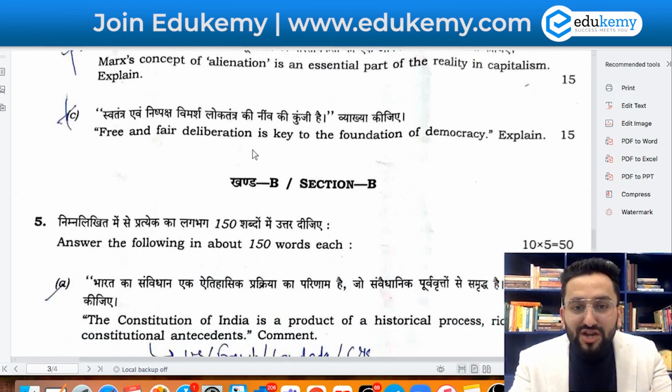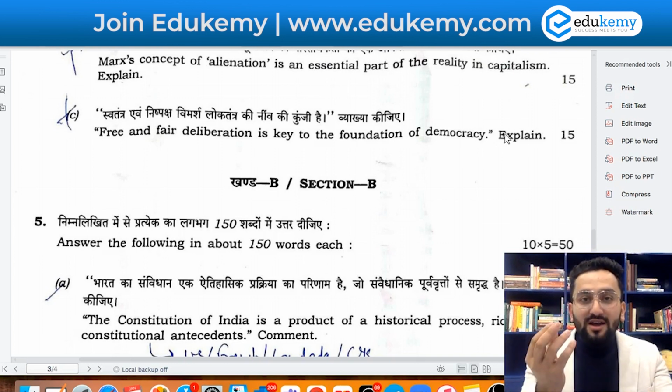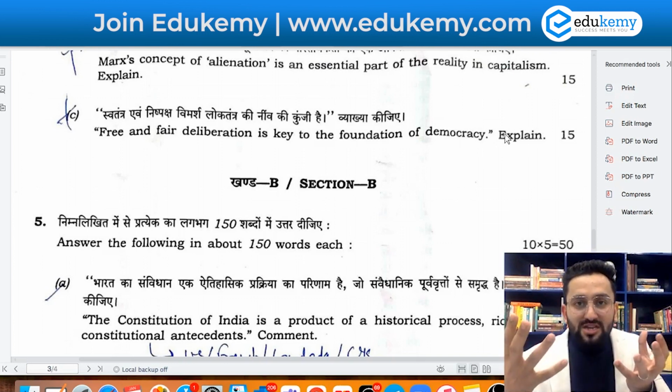Free and fair deliberation is a key foundation of democracy. This is a direct question. Explain is the question directive. It means you need to talk about deliberation and democracy. You can start with a quote.